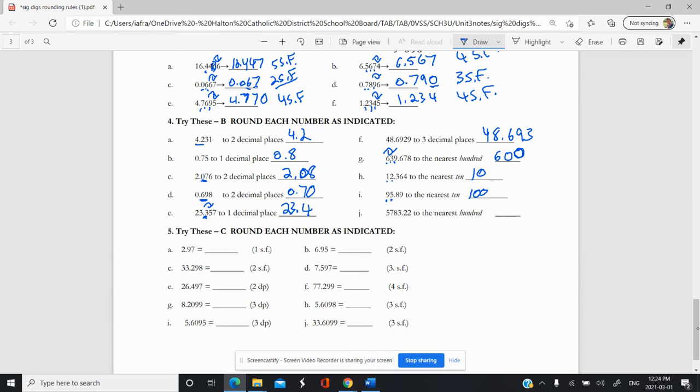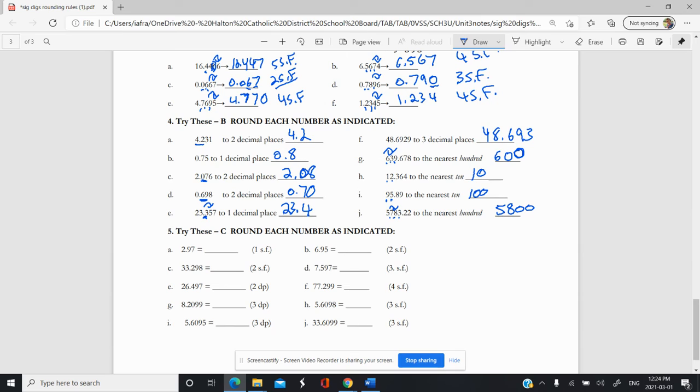And then the nearest 100, so this is 10, or 1, 10, and 100 right there. Look next door, looks like we're going to round up. And so we're going to get 5,800. And we have 2 significant figures.